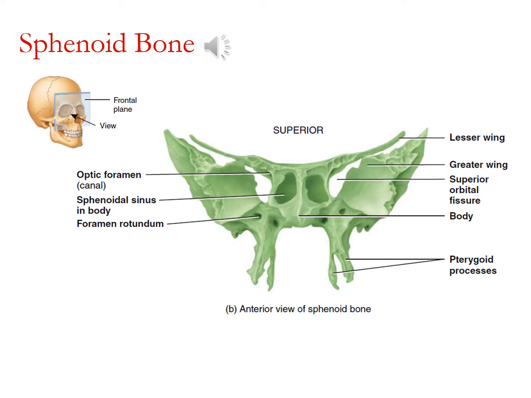So this is your sphenoid bone with a different foramen, and it has a lesser and a greater wing, and also has the optic foramen, the foramen rotundum, the body of the sphenoid, and the pterygoid processes.